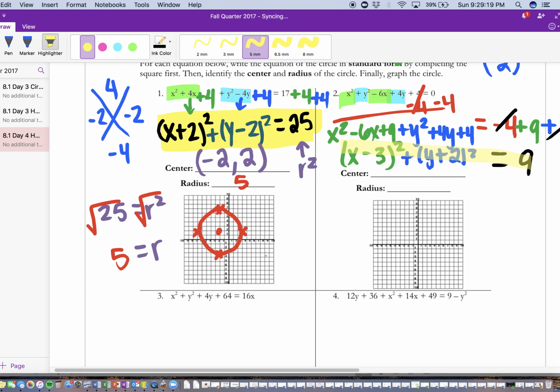X minus 3 squared plus y plus 2 squared equals 9, all right? So then from this, I can identify my center as 3, negative 2, and my radius is 3. So go to 3, negative 2, and a radius of 3. 1, 2, 3, in each direction. Go ahead and draw your circle through these points.